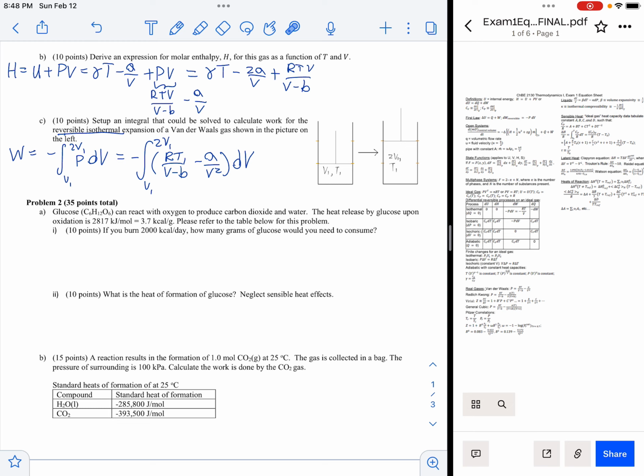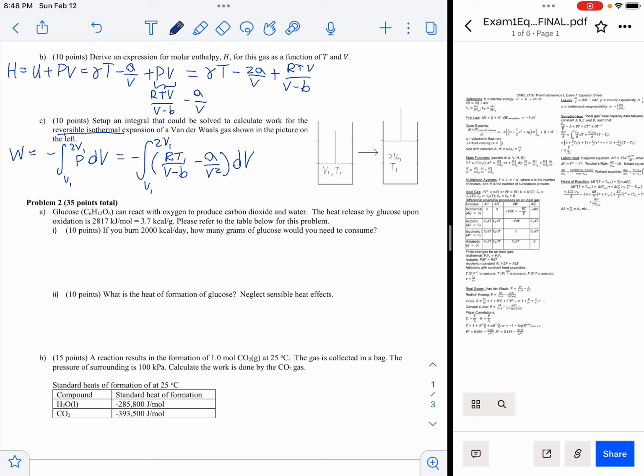Problem 2 is asking us about glucose. So we have glucose reacting with oxygen to produce carbon dioxide and water, and it releases heat. Makes sense. Glucose is an energy source. And we're given a table with heats of formation. And it says that you burn 2,000 kilocalories per mole. How many grams of glucose would you need to consume, assuming that's your only source of energy? This one just really seems to be a warm-up question.